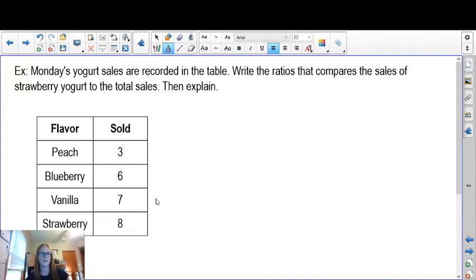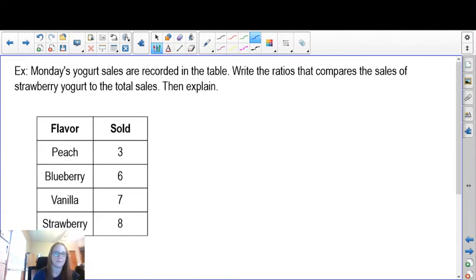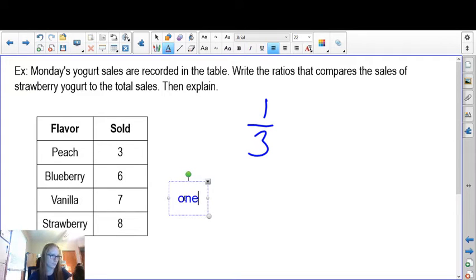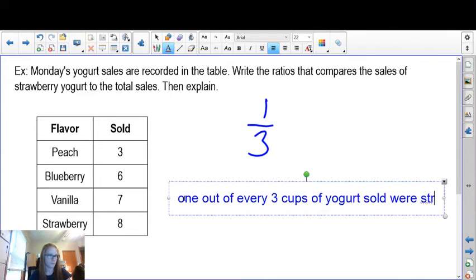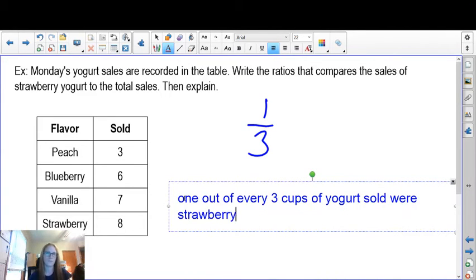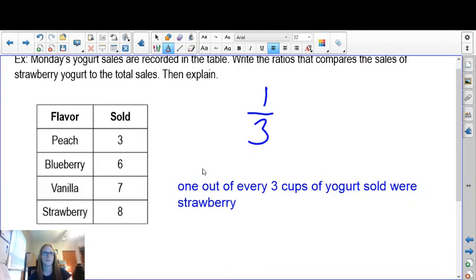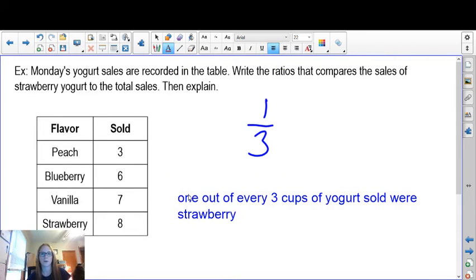All right, I want you to try this one on your own. Again, pause the video, write it down, and work it out. When you're done, come back and see what you get. So in this example, 1 out of every 3 were strawberry.